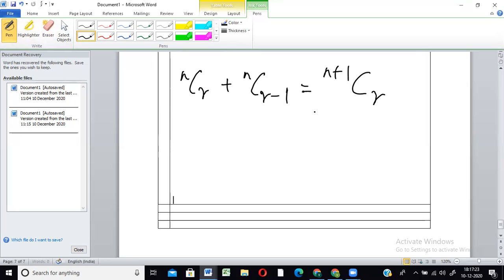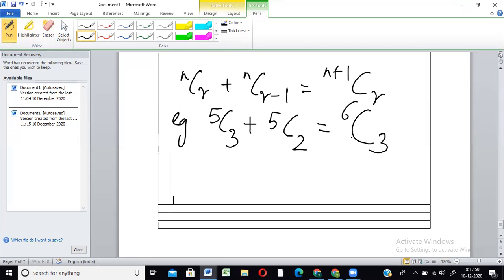So this will be done in n plus 1 CR. For example, you can just take an example and check. Suppose you have 5C3 plus 5C2. This is the same as the above: in place of n I have taken 5, in place of r I have taken 3, and r minus 1 is 2. The answer will be the same as 6C3. You find both and add up the answers, and that will be equal to the answer of 6C3.